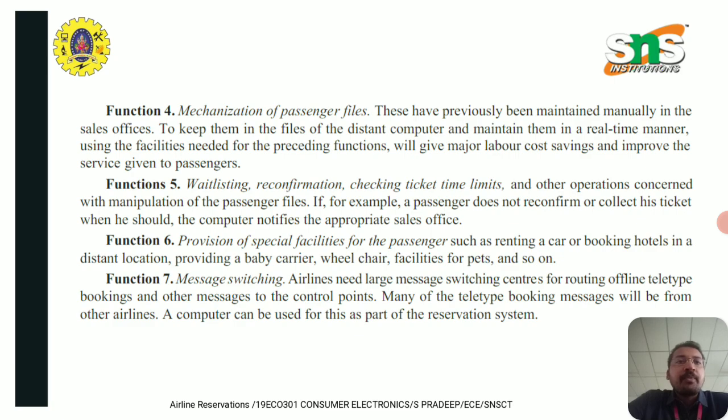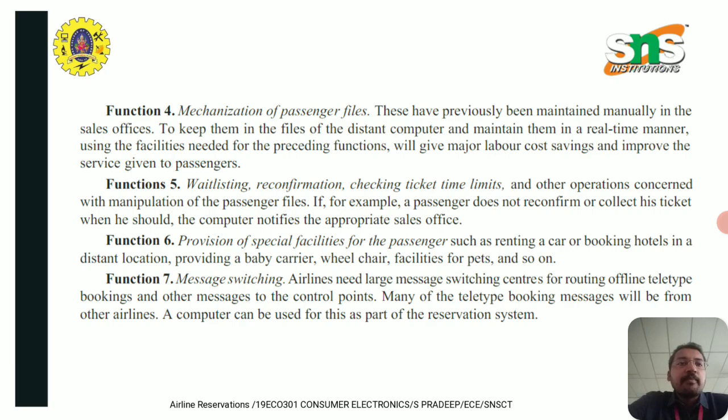Function 5: waitlisting, reconfirmation, checking time limits, and other operations concerned with manipulation of the passenger flights. If, for example, a passenger does not reconfirm or collect his ticket when due, the computer notifies the appropriate sales office. Function 6: provision of special facilities for the passenger, such as renting a car or booking hotels in a distant location, providing a baby carrier, wheelchair, facilities for pets, and so on.